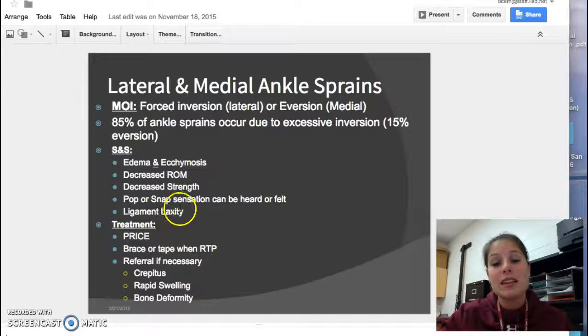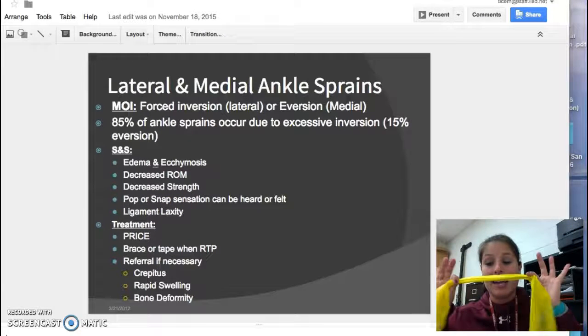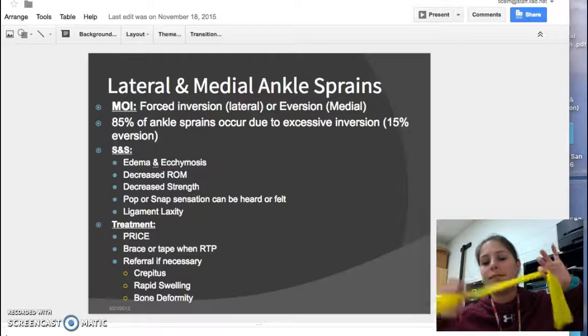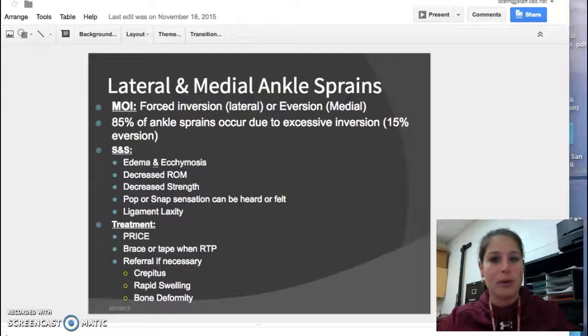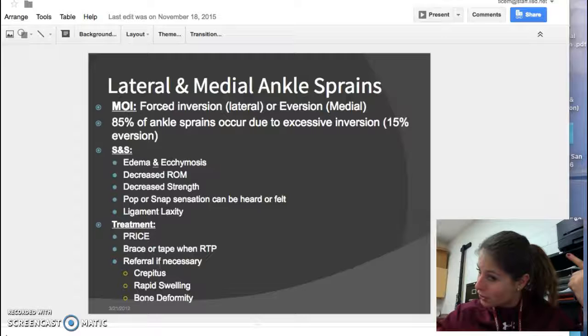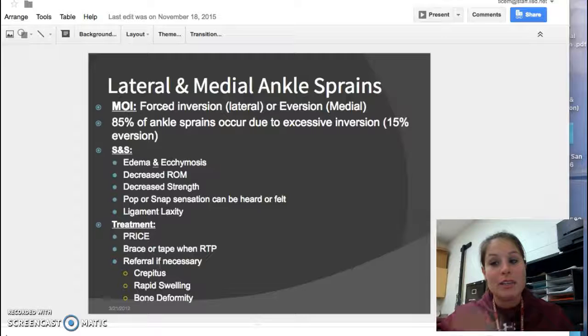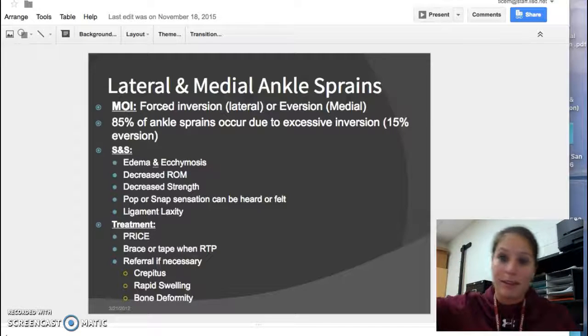And sometimes you can see the ligament laxity, and what that means is that rubber band ligament is stretched so far that it's not really holding together anymore, okay? It's like your girls and your hair ties. You use them so much, and then you have to wrap them around like 5 times before they are able to hold that ponytail again, all right?